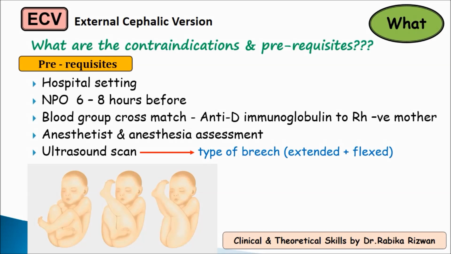To remember the types of breech, I am giving you one sentence to memorize. Frank is not flexed. F for frank, F for flexed. So frank breech is not a flexed kind of breech. Frank means friendly feet touching the face. The baby's feet are touching the baby's face. So this is frank. F, F, F: F for frank, F for feet, F for face.